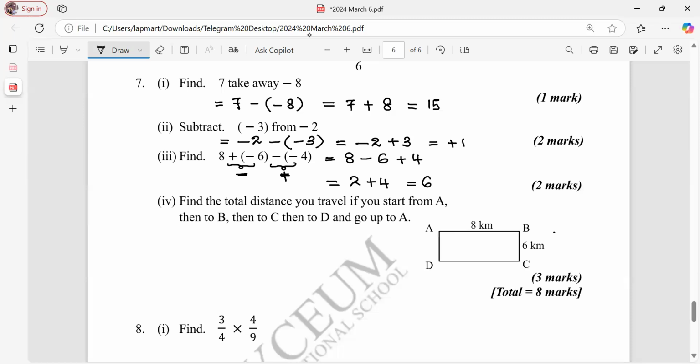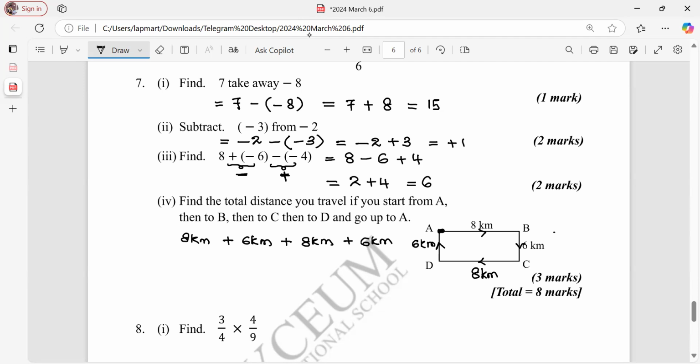Okay. So then the next one, you want to find the total distance you travel. If you start from A, then go to B, and then go to C and D, and again you come back to A. So first of all, you want to mark these 8 kilometers and 6 kilometers here. So then we write that the 8 kilometer plus 6 kilometer plus 8 kilometer plus 6 kilometer.